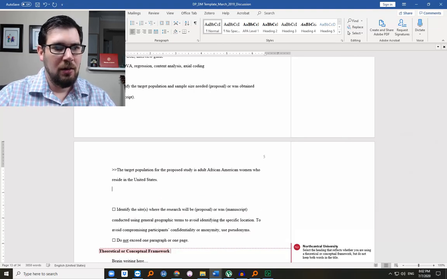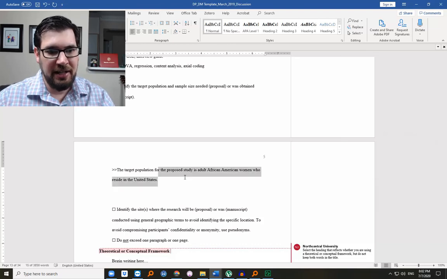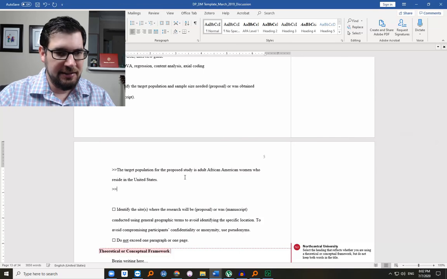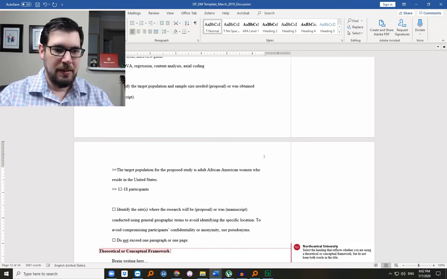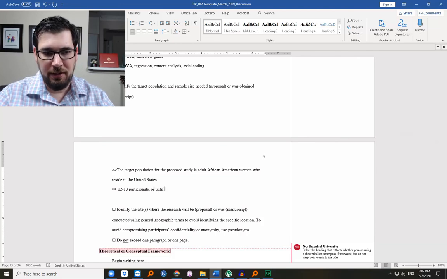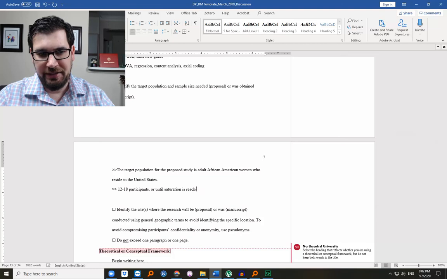Here, we're not going to really get into the specifics of inclusion and exclusion criteria just yet. Instead, we're going to focus on if it's a qualitative study, depending on the design, we're going to use 12 to 18. I typically just aim for 12 to 18 participants, or until saturation is reached.